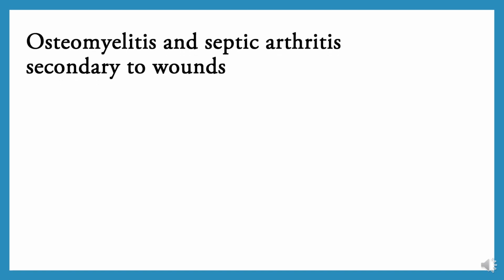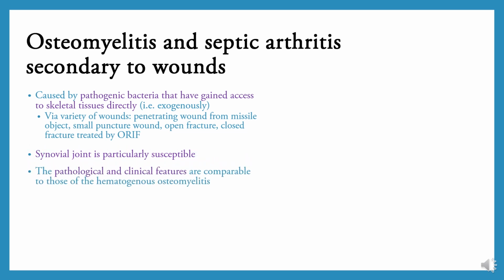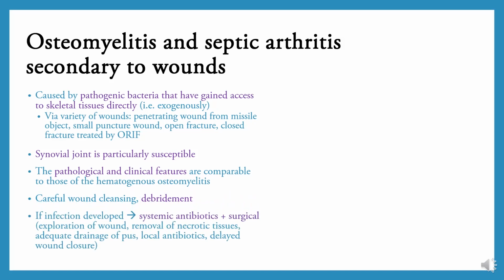Osteomyelitis and septic arthritis secondary to wounds. It is caused by pathogenic bacteria that have gained access to skeletal tissue directly. Synovial joint is particularly susceptible. The pathological and clinical features are comparable to those of hematogenous osteomyelitis. Careful wound cleansing, such as debridement. If infection develops, systemic antibiotics and surgery may be needed.